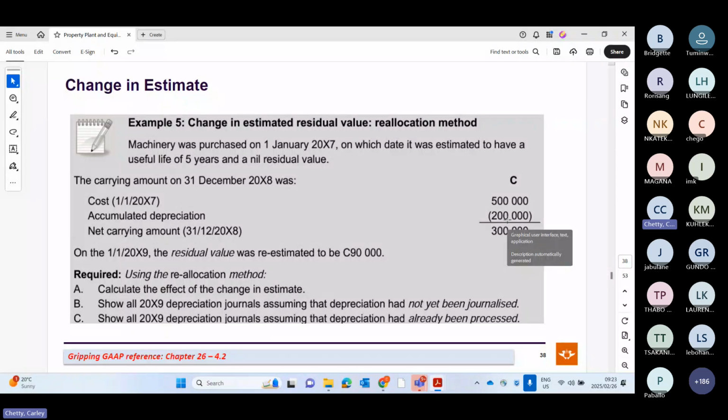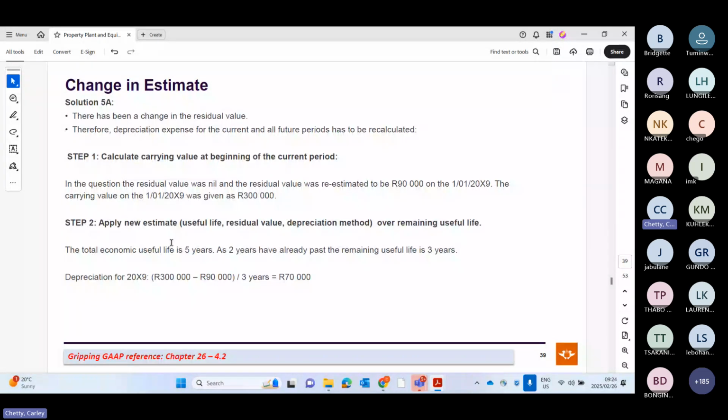Now we can process the depreciation for 2009. Our carrying amount was 300,000 Rand. That is going to become almost our new cost minus the residual value. Remember, the residual value was nil on purchase date, but now it has been re-estimated to be 90,000 Rand. So we're going to say 300,000 Rand minus 90,000 Rand residual value divided by our remaining useful life, which is 3 years. If we do that in our calculator, that will give us 70,000 Rand worth of depreciation. Okay, so that is the change in estimate.